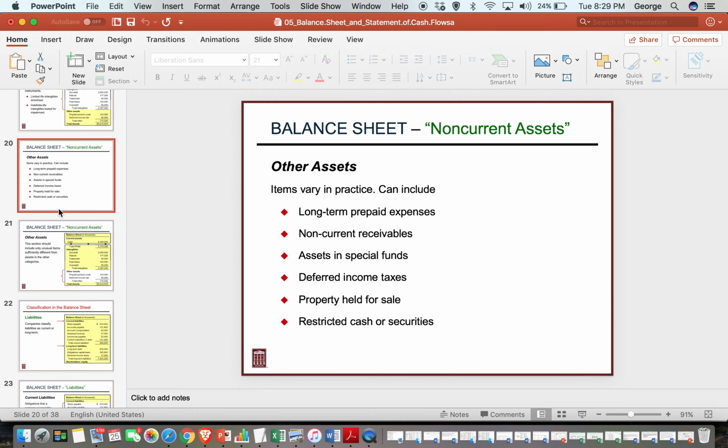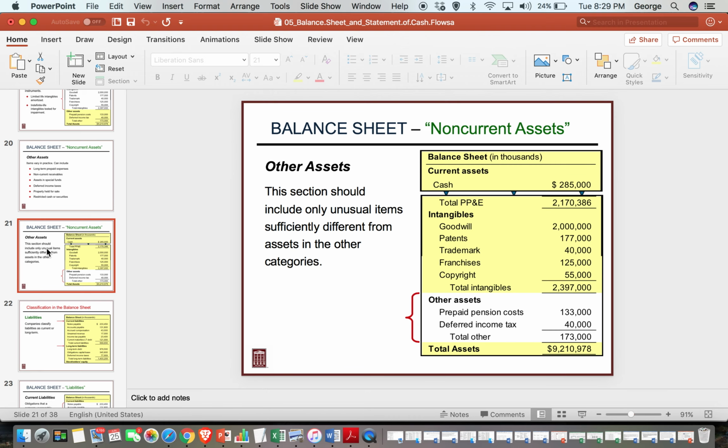Other assets vary, and can include long-term prepaids, non-current receivables, assets in special funds, deferred income taxes, property held for sale, or restricted cash or securities. And then here's just the presentation on the balance sheet of the other assets.